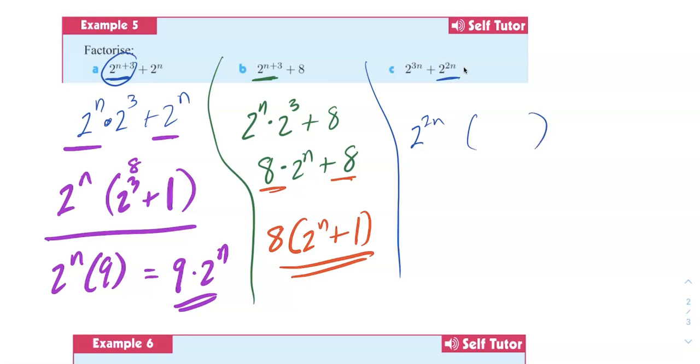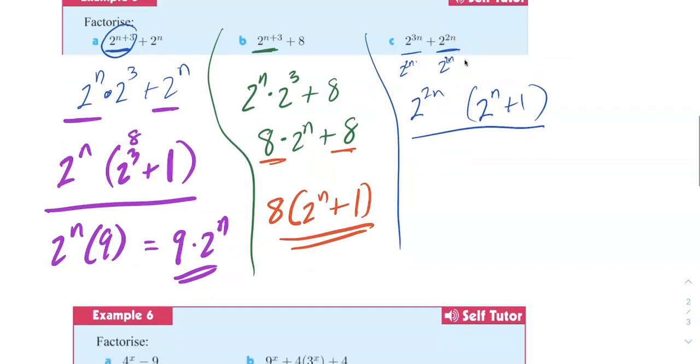What does that leave you with? So remember, if you're ever not sure, factoring is dividing. So you just divide out what you factor out. So if you want to think about, okay, I'm going to do this. And what do you do when they're the same base? You subtract the powers. 3n minus 2n is 1n. So it's 2 to the 1n. And then over here, they're exactly the same. So just plus 1. And you get that. That's how you factor out that one.